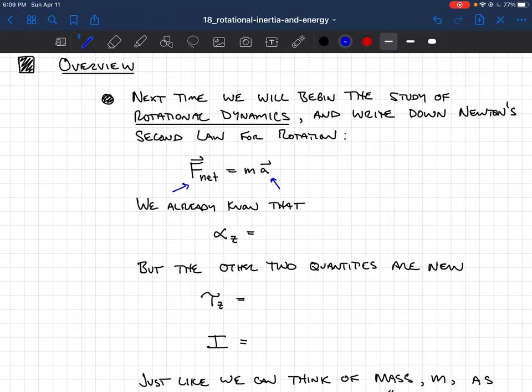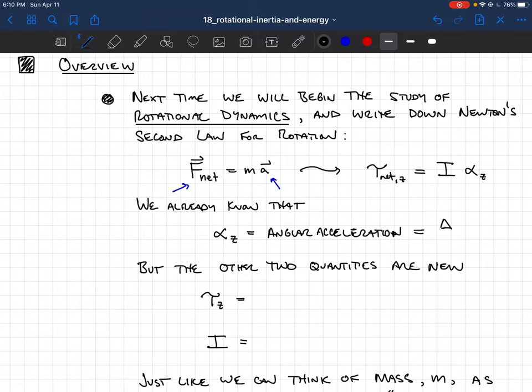Well, next time we'll talk about how there's an analog to this in rotational motion, which we can write like this: the net torque, in the z direction, is equal to this quantity I times alpha z. We've already seen this last quantity, alpha, when we started talking about rotational kinematics. That is the angular acceleration of an object about some chosen z-axis. It means the change in the rotational velocity over the change in time. That's the way that we calculate the average angular acceleration.